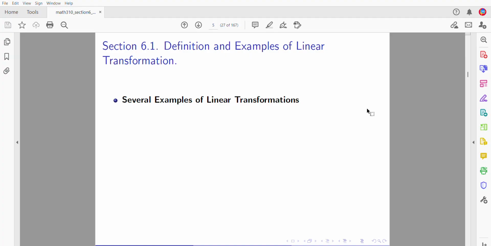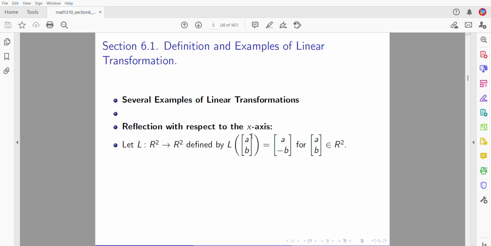Now let's list several examples of linear transformations. One is reflection with respect to the x-axis. Suppose you think of vector (a, b) as a point in the coordinate plane. A reflection about the x-axis means the y-coordinate, the second coordinate, changes sign. The first coordinate is the same, the second coordinate changes sign. This is reflection. You can check that it satisfies vector addition and scalar multiplication. This is a linear transformation.